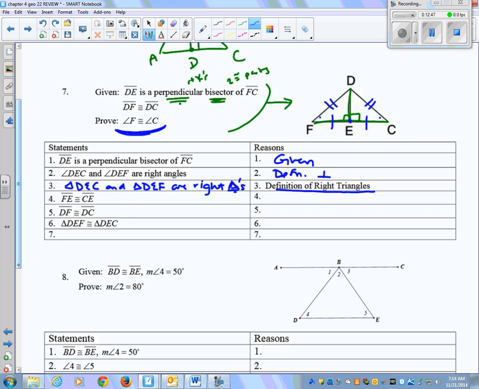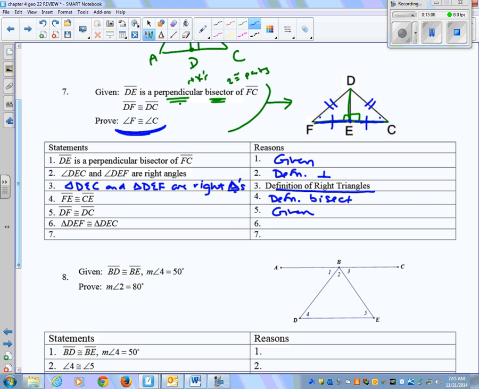Okay, FE is congruent to CE. That is the definition of bisect. We marked FE congruent to CE because of that. DF is congruent to DC. That was given. Now we have everything marked.